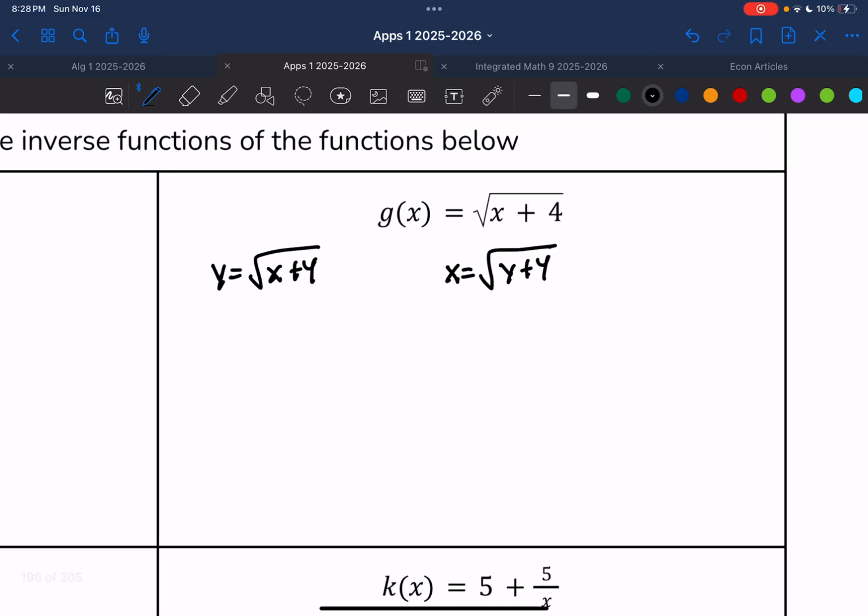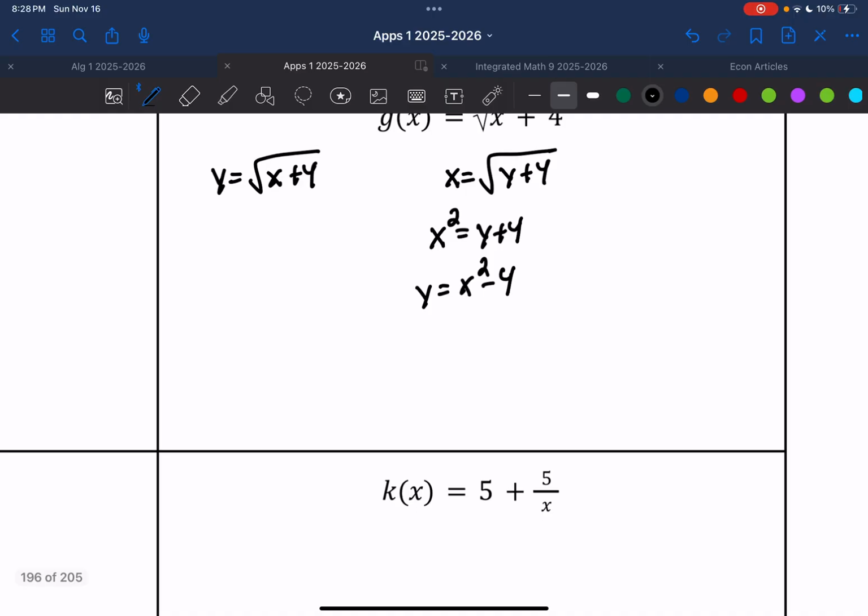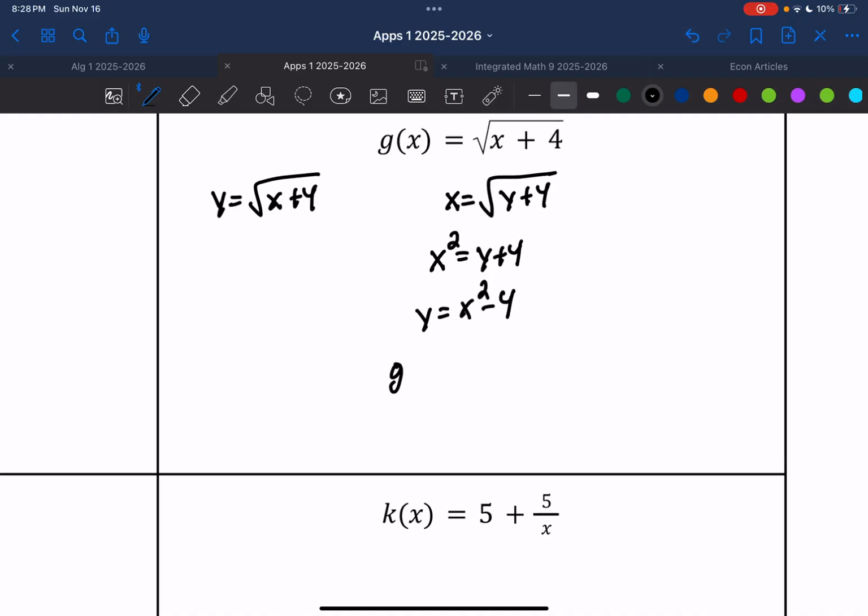So now if we want to undo that square root, we're going to square both sides. That means x squared is equal to y plus 4. That means y is equal to x squared minus 4, if we subtract 4 from both sides. And that means g negative 1 of x is equal to x squared minus 4.